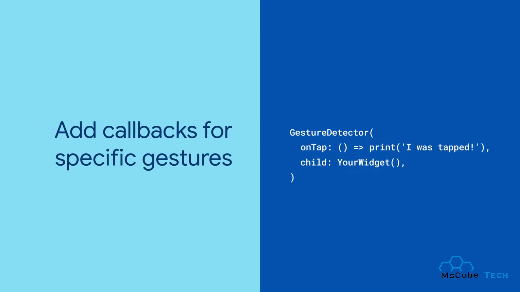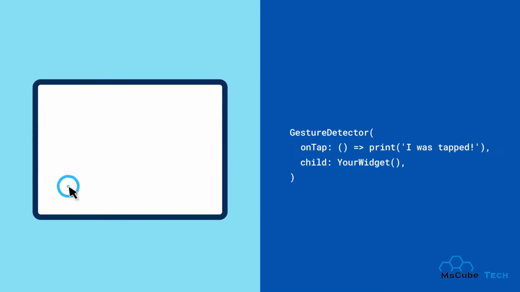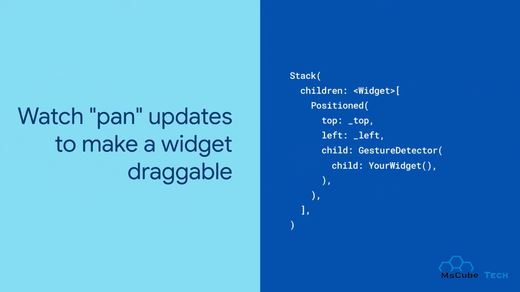To recreate button-like behavior, add a callback for onTap. And if you're wondering, hey, will this help my web and desktop users clicking with a mouse? Then rest easy. Gesture Detector knows what you mean. OnTap is ready to capture clicks or taps. But there's so much more you can do with Gesture Detector.